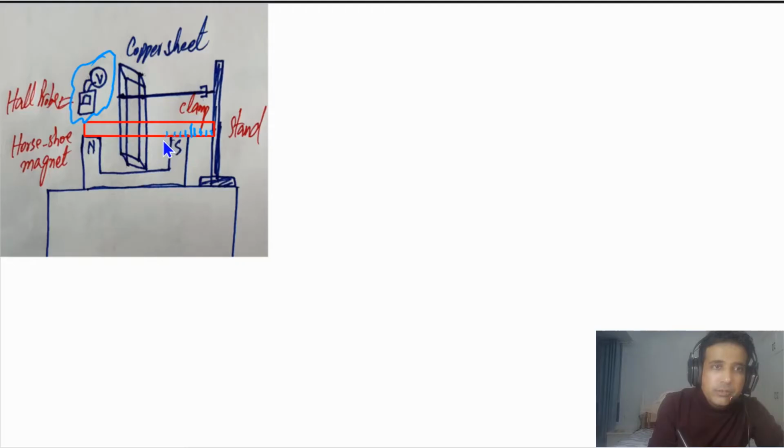So I just want to draw some lines here, so it will look like a meter rule. So these lines we can do. So this one is the meter rule.